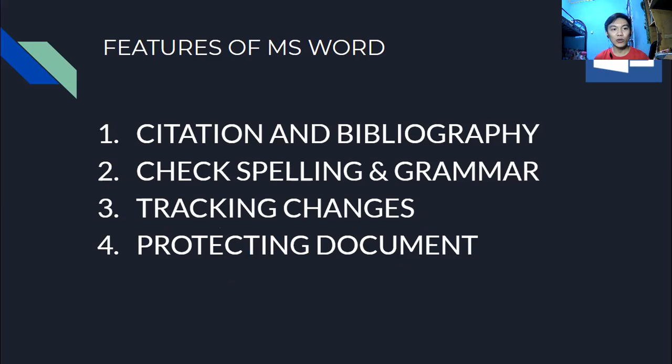So let's take a look at the features of the Microsoft Word. We have so many features of the Microsoft Word, and as a student of Empowerment Technology, you need to know these four important features. The first one is the citation and bibliography. The second one is check spelling and grammar. The third one is tracking changes, and the fourth one is protecting documents.